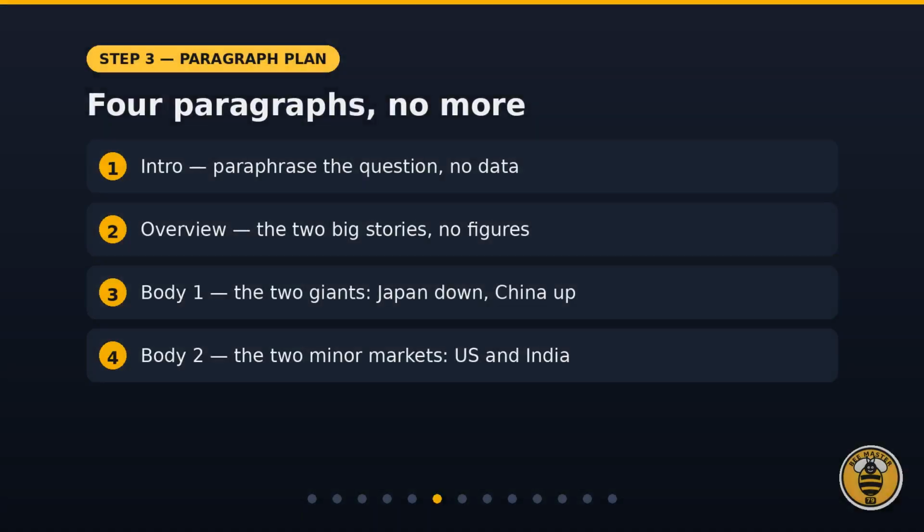That brainstorm gives you the structure. 4 paragraphs. An introduction that paraphrases the question with no data. An overview carrying the 2 big stories and deliberately no figures. Then body 1 for the 2 giants, Japan falling and China rising, and body 2 for the 2 minor markets, the United States and India. Grouping like this is what examiners reward.